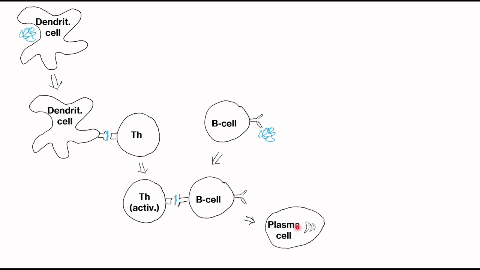Plasma cells are often shown with a very predominant Golgi apparatus because they produce a lot of proteins, and the proteins that they produce, of course, are antibodies. And now, as we have seen before, these antibodies can bind to the surface receptor of these mast cells. This is if those antibodies are of the IgE class.